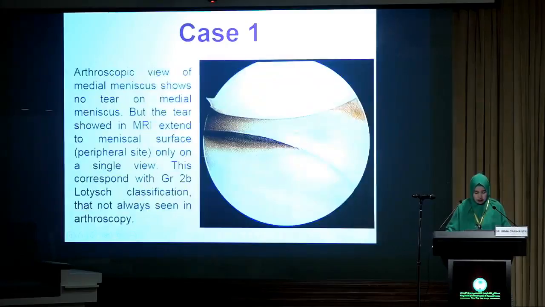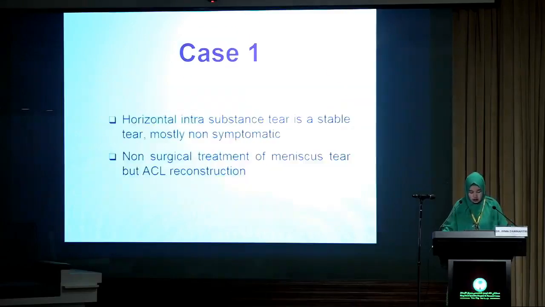What is the arthroscopic finding? Arthroscopic view of the medial meniscus shows no tear, but the tear shown in MRI extends to the meniscal surface, perforated only on a single view in the sagittal plane. This corresponds with grade 2B of the Lotysch classification, which is not always seen in arthroscopy.